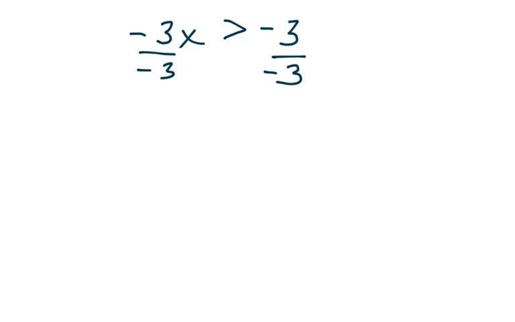Now, when we divide both sides of the inequality by negative 3, these negative 3's cancel, leaving x alone. We flip the inequality symbol to be less than, and negative 3 divided by negative 3 is 1. Any value that's less than 1 will make this inequality a true statement.